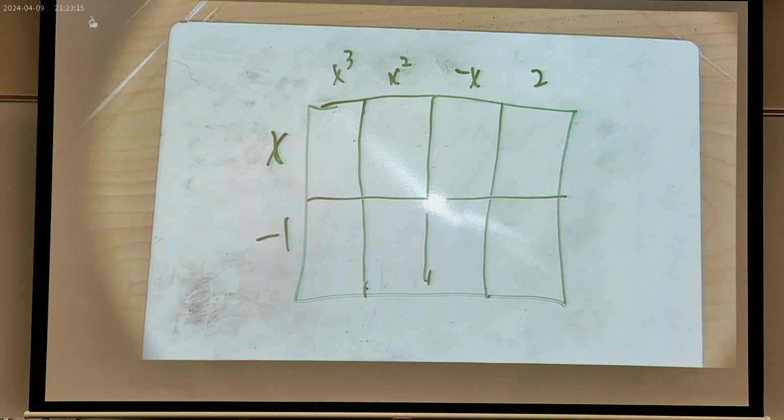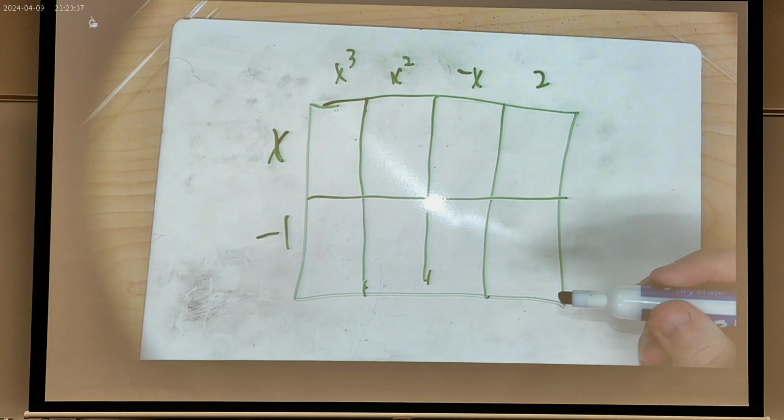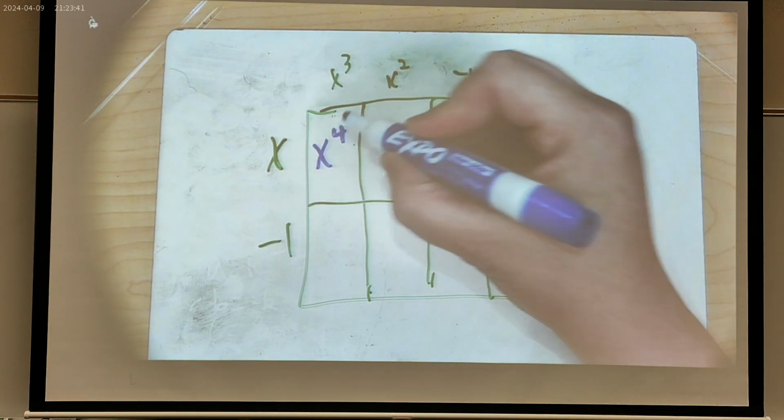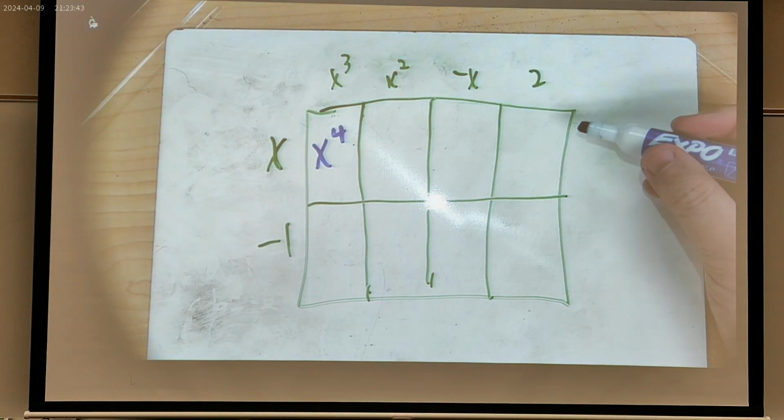I'm going to switch markers here just to see how this looks because I want to make sure it's showing up on camera. I'm pretty sure it is, but I want it to be clearer. So I'm going to go back to my staple. So I've got x to the third times x. That's going to give me x to the fourth. Oh, that's lovely. Okay.